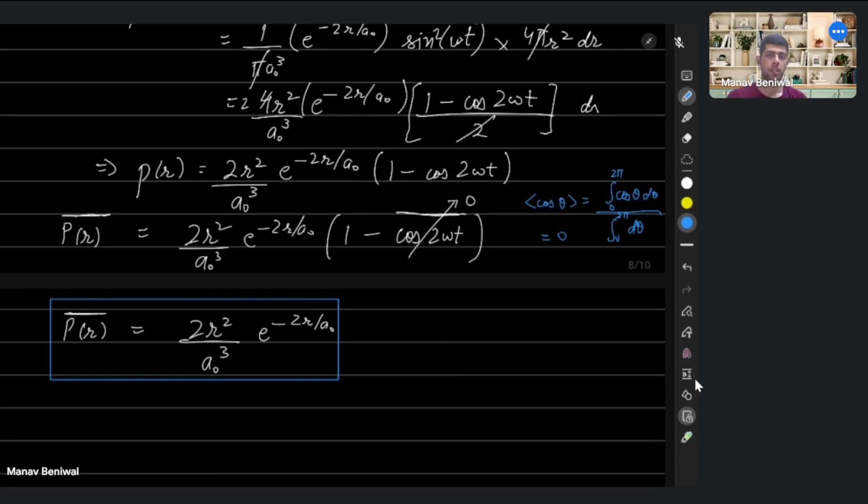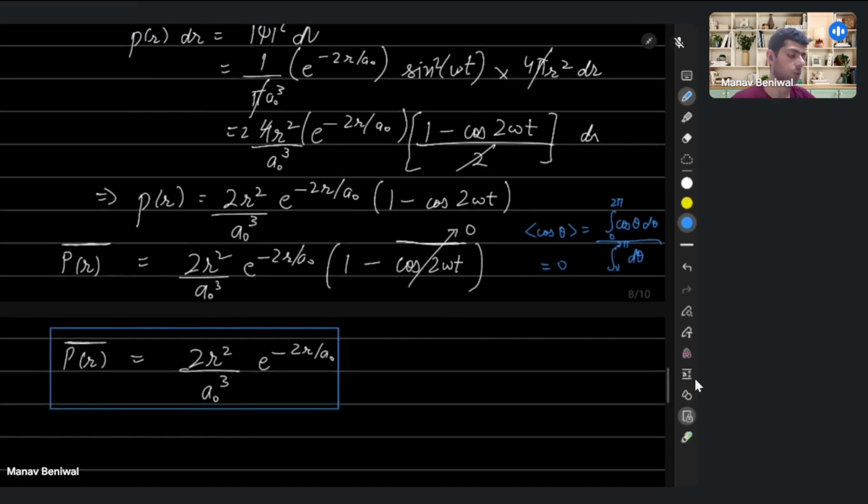And that is why we converted this sine squared term into a simple cos function, because the average of sine squared will not give us 0. It will give us something, that basically gives 1 by 2. So if you know that, then well and good. Okay, no problem.